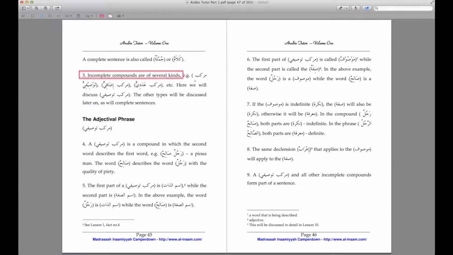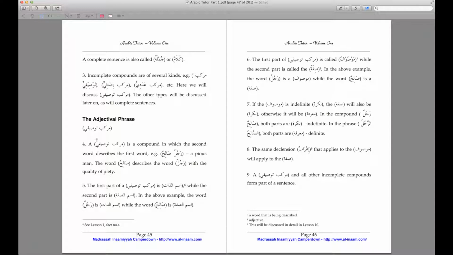Incomplete compounds are of several kinds. Murakkab tawsifi, something to do with sifa, characteristics. Izafi, ownership. Murakkab adadi, these are numbers. Here we'll discuss murakkab tawsifi at the beginning. The other types will be discussed later on. Okay, so the adjective phrase, murakkab tawsifi.